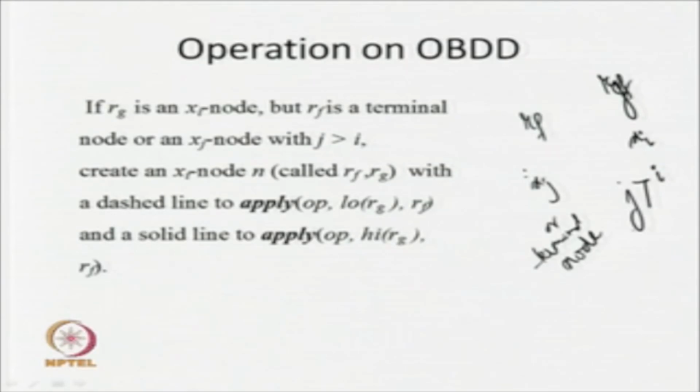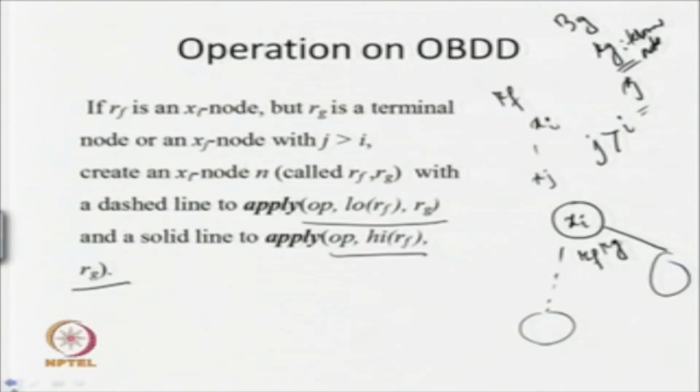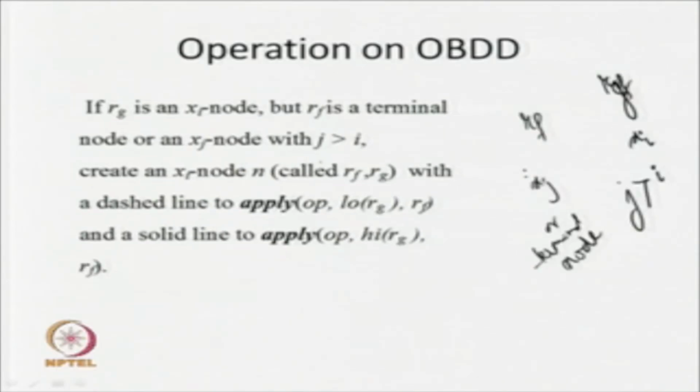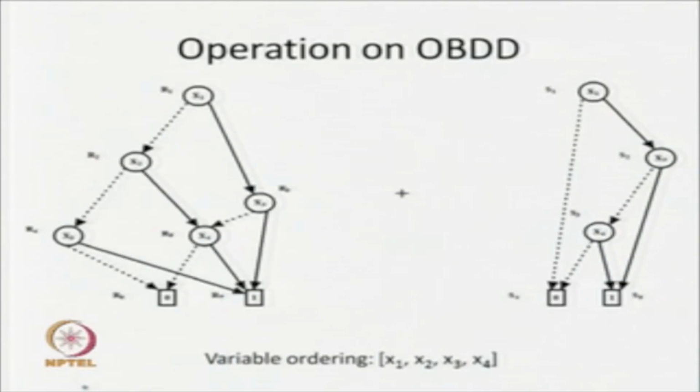So, this is a similar situation to the previous one, but in that particular case we said that RF is an xi node, but now we are saying that RG is an xi node. So, in a similar way we are going to treat it. This time we are going to say apply low of RG and RF and apply high of RG and RF. So, see that these are symmetric. In the previous case we took low of RF and RG, now we are going to take low of RG and RF. So, these are the rules that we are having over here.